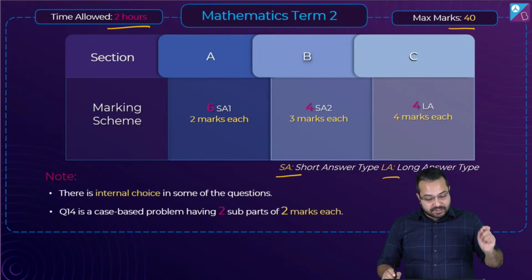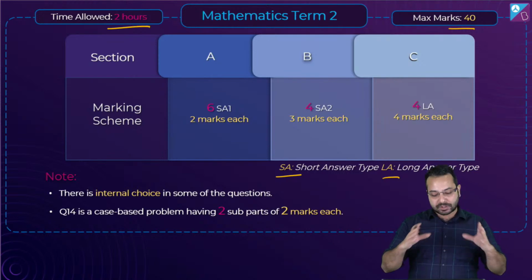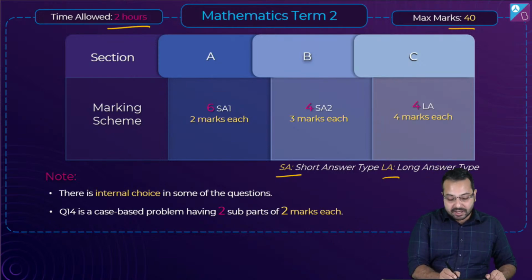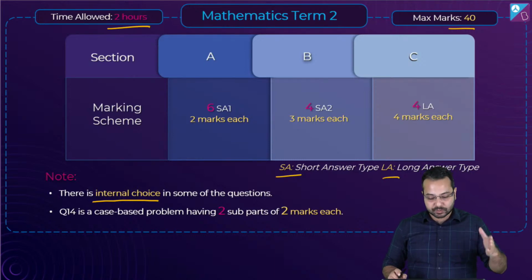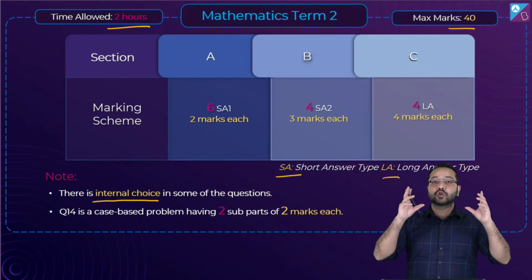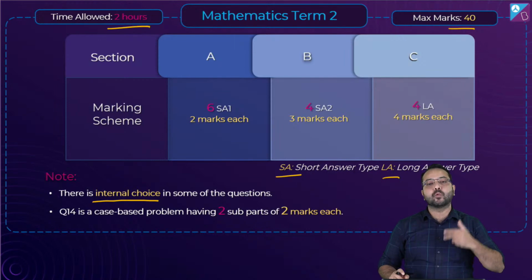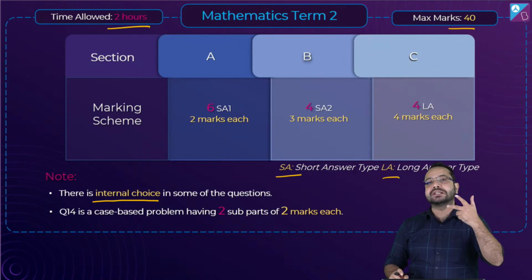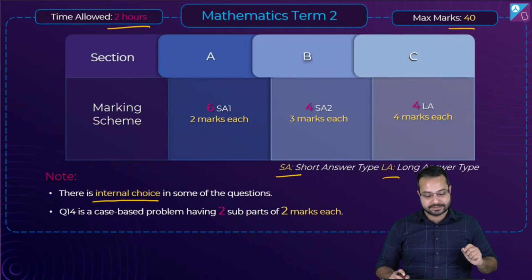Now all questions are mandatory. In this one all questions are mandatory and there can be internal choice in some of the questions. So how many total questions are there? 6 plus 4 plus 4, which are 14 questions. So you have to attempt all 14 questions, but some questions can come with options. So you can choose either or. Internal choices in the questions might be there.